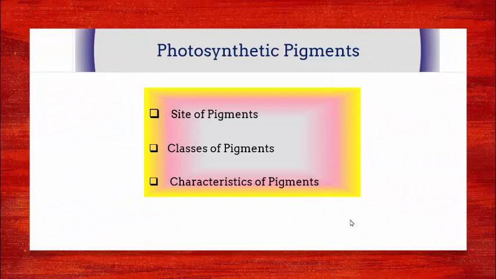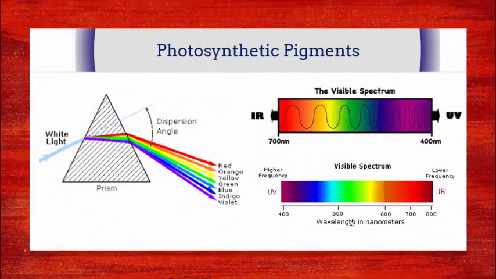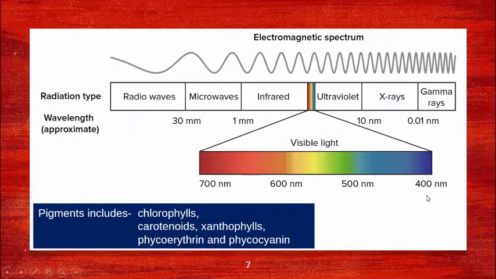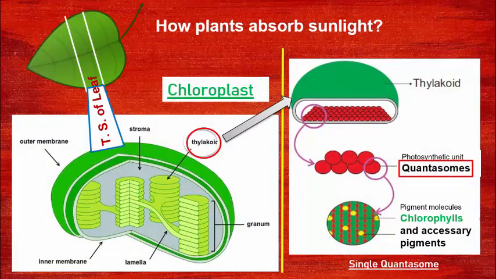While studying photosynthetic pigments, we will go through site of pigments, classes of pigments and characteristics of pigments. The pigment absorbs sunlight from the visible region of the electromagnetic spectrum, that is from 400 nanometer to 700 nanometer. These pigments include chlorophylls, carotenoids, xanthophylls, phycoerythrin and phycocyanin. Chlorophyll is a major green pigment, that is why plant leaves appear green. These pigments are located in the chloroplast of leaves.